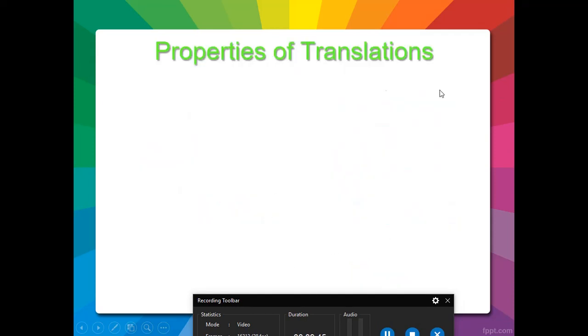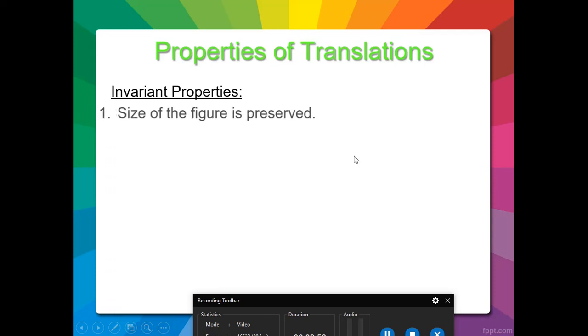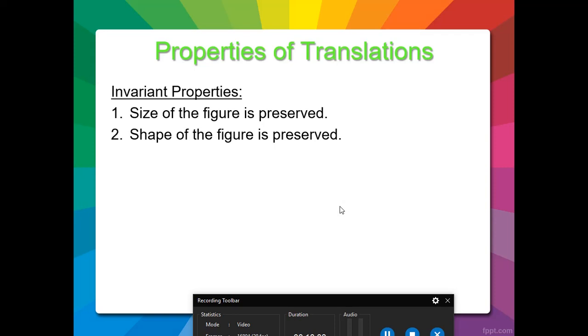Let's go through some of the properties that a translation will possess. So remember we said invariant means it doesn't change. So the first thing, the size of the figure, the pre-image and the image are going to be exactly the same. So the size of the figure is preserved. The shape of the figure is preserved. If you graph the pre-image and it looks different at all, that means there's a mistake. So visually, I should see that they're identical.